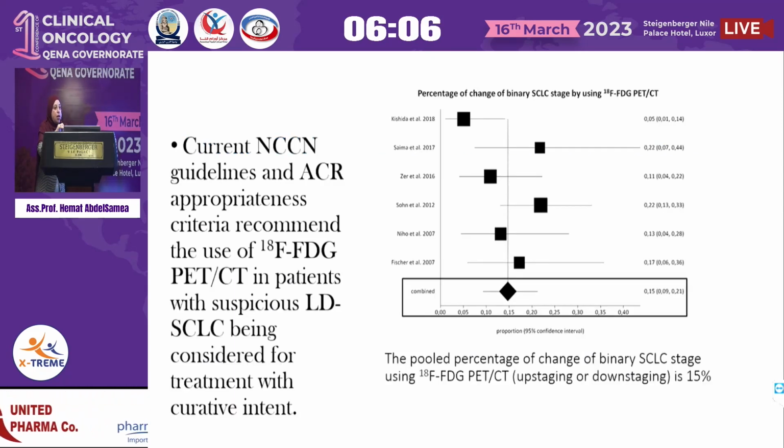Current NCCN guidelines recommend the use of FDG PET-CT in patients with suspicious limited stage disease being considered for treatment with curative intent, with change in the staging up to 15%, either by upstaging or downstaging.